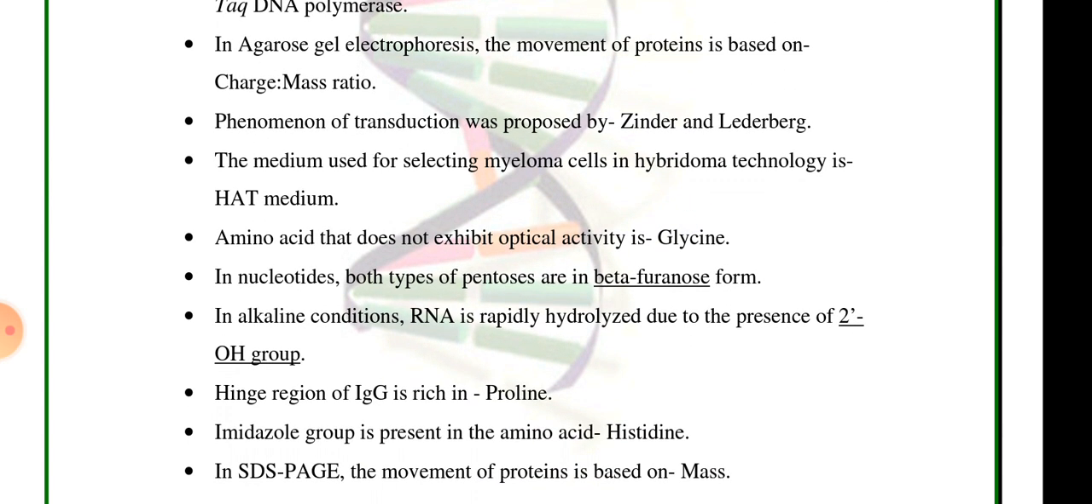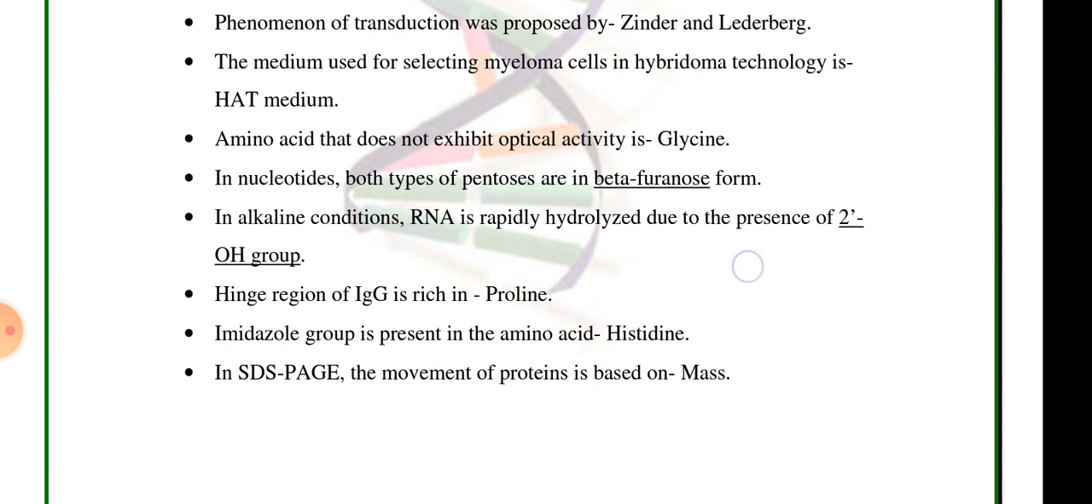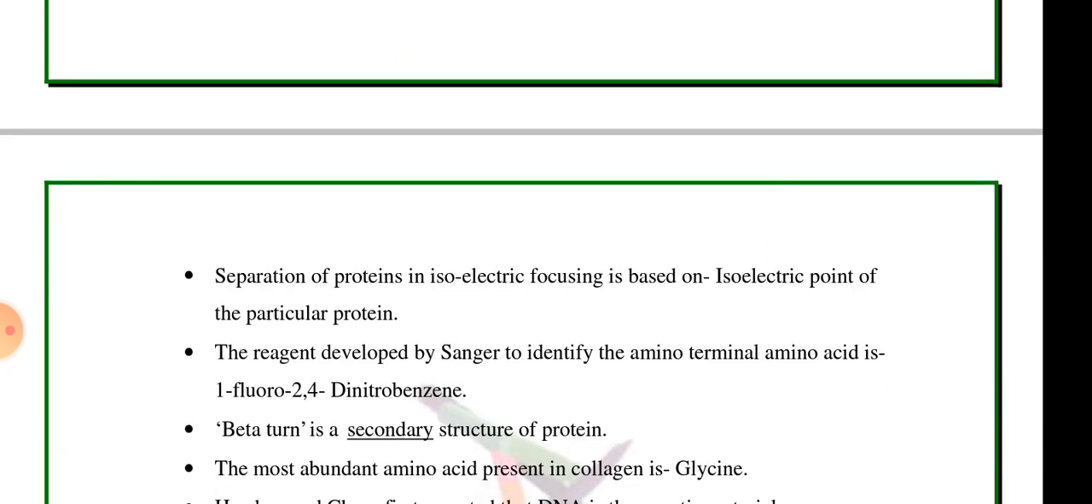Hinge region of immunoglobulin G is rich in proline. Imidazole group is present in the amino acid histidine. In SDS-PAGE, sodium dodecyl sulfate polyacrylamide gel electrophoresis, the movement of proteins is based on mass. Separation of proteins in isoelectric focusing is based on the isoelectric point of the particular protein.